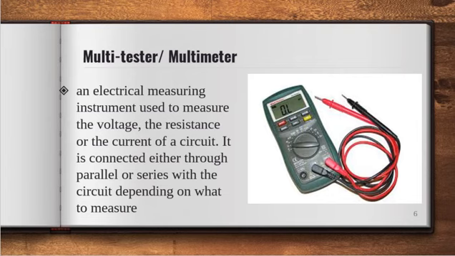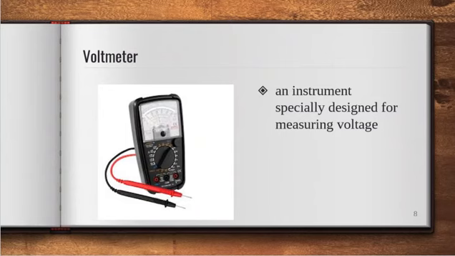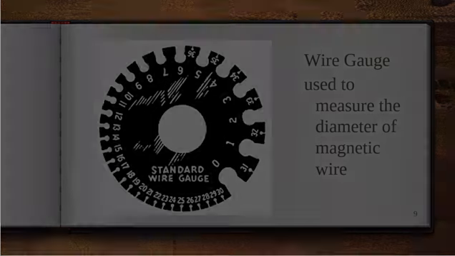Okay, we have the multitester, or we also call it the multimeter. It's an electrical measuring instrument used to measure the voltage, the resistance, or the current of a circuit. Then we also have the ohmmeter. It's an instrument used to measure the resistance in ohms. Then the voltmeter, an instrument especially designed for measuring the voltage. And we also have the wire gauge used to measure the diameter of magnetic wire. This is used for the electrical parts of automotive.